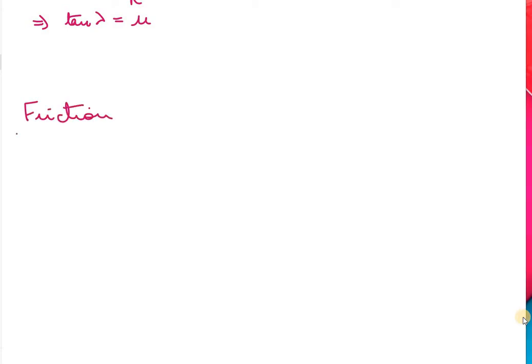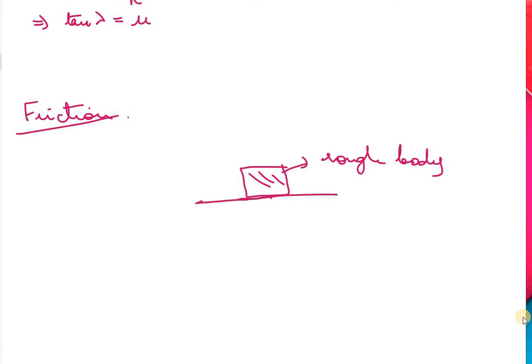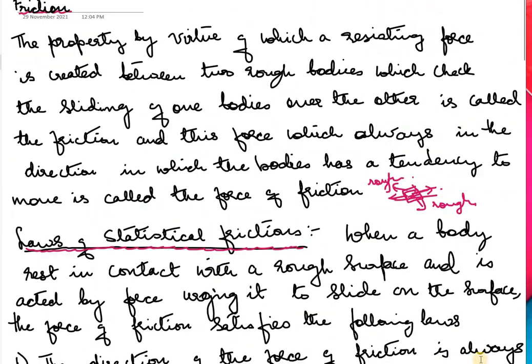Friction is the force which arises if you have two rough bodies. This is a rough body, in contact with a rough surface. The property by which a resisting force is created between two rough bodies which checks the sliding of one body over the other is called friction, and this force, always in the direction in which the body has a tendency to move, is called the force of friction.